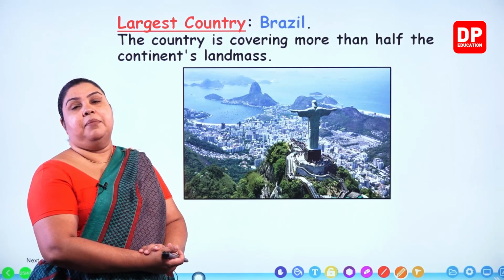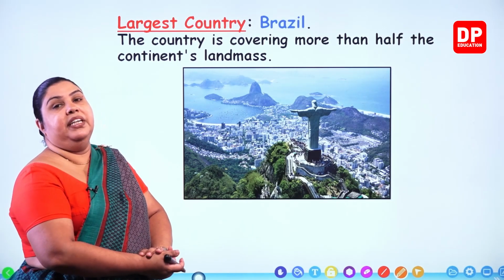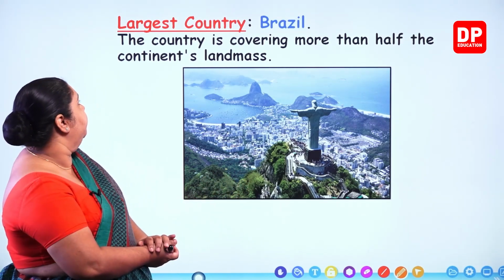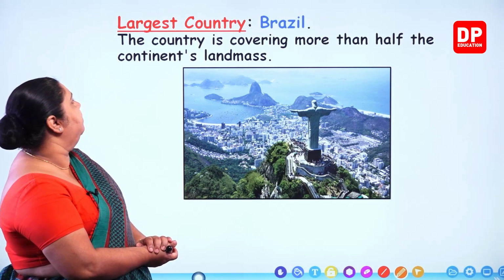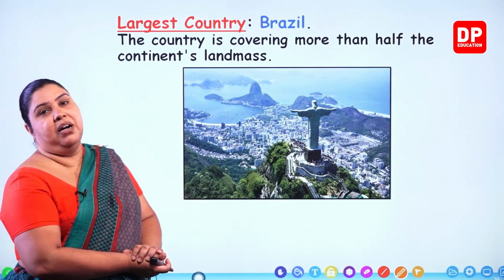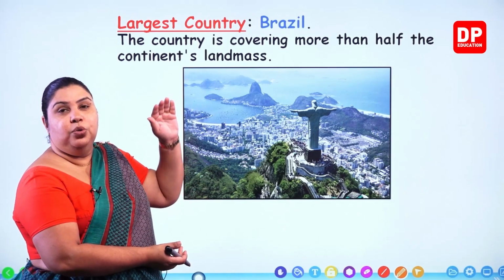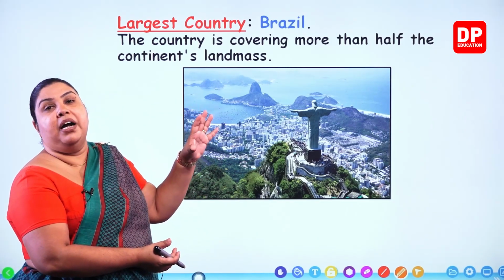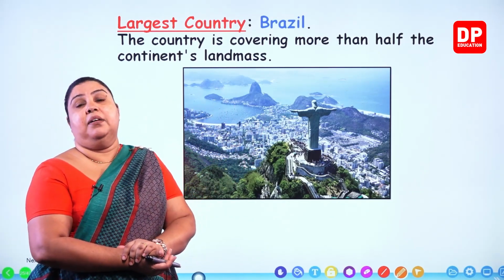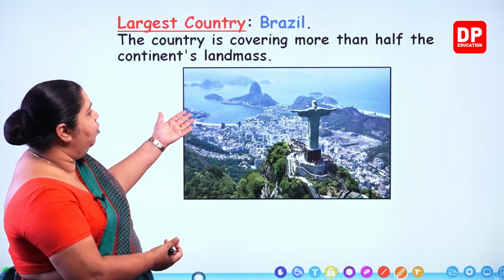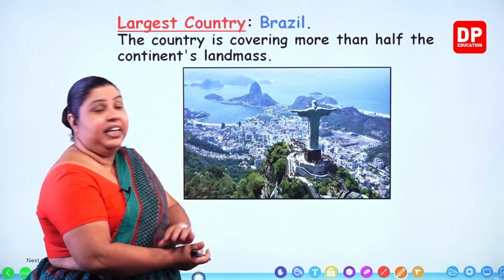බ්‍රසීලය කියන රට තමයි දකුණු ඇමරිකාවේ තියෙන විශාලතම රට. The country is covering more than half the continent's land mass. ඒ කියන්නේ පුතේ දකුණු ඇමරිකාවට අයිති භූමි ප්‍රමාණයෙන් භාගයකටත් වැඩිය මෙන්න මේ බ්‍රසීලය කියන රටට තමයි අයිති වෙන්නේ. Can you see how big that country is?